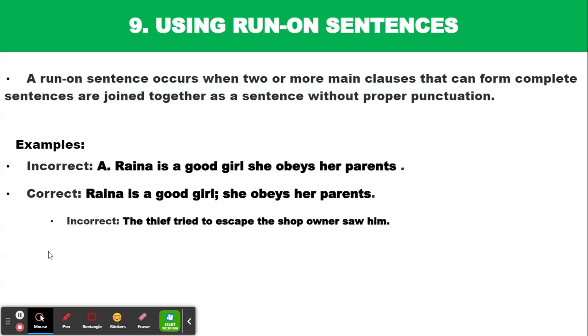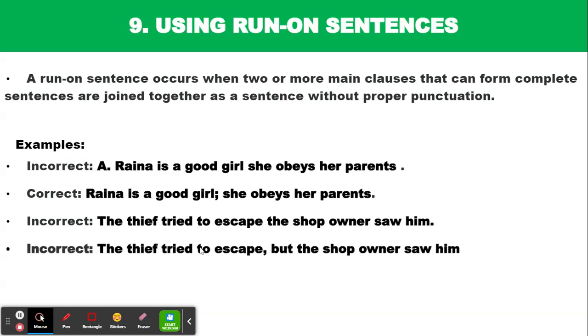You see? Another example, "The thief tried to escape, the shop owner saw him." The first idea, which could even be a simple sentence, is "The thief tried to escape." Another one is "The shop owner saw him." So when you join 2 structures like that without proper punctuation, that is a run-on sentence. There are different ways to correct run-on sentences, but I just gave you some examples.